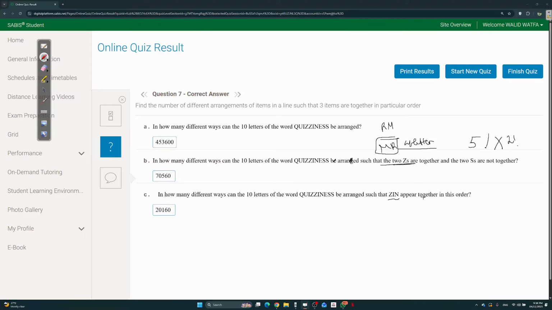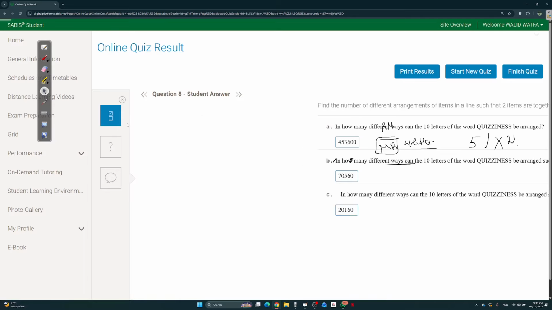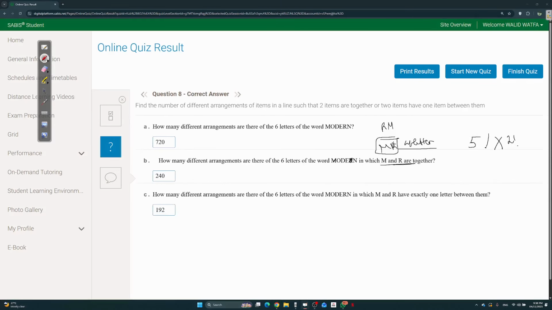It's 3 letters. They said appear together in this order. So that's why I didn't multiply by 3 factorial. Okay? Over here, since it's 2 letters that are not the same, you have to do it normally, 5 factorial. Nothing's being repeated. So do you divide by anything? No. But since I have more than one possibility, I have to multiply by the factorial. So it's 2 factorial as well. Okay, and you get 240.